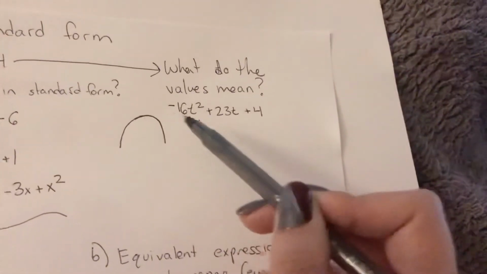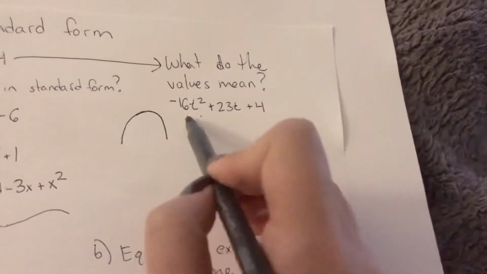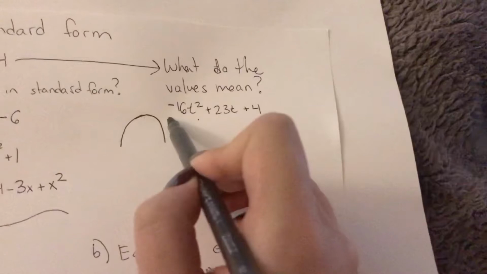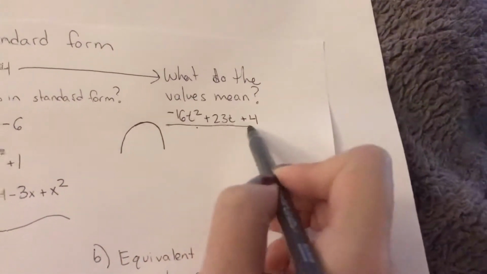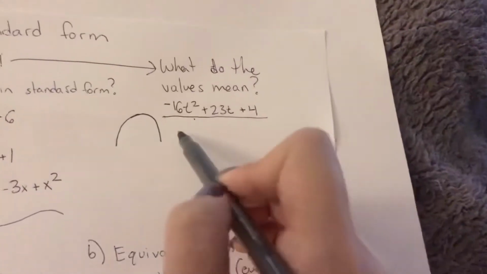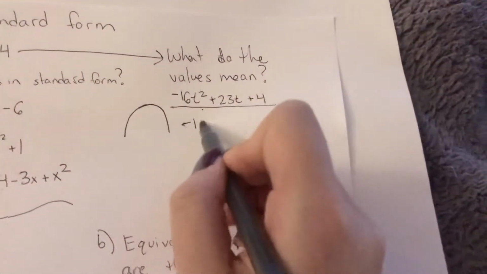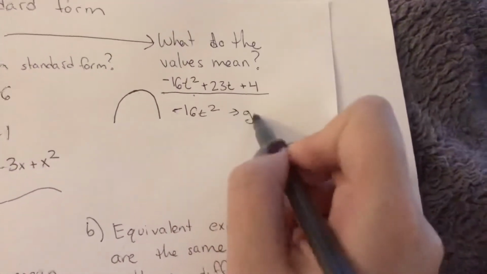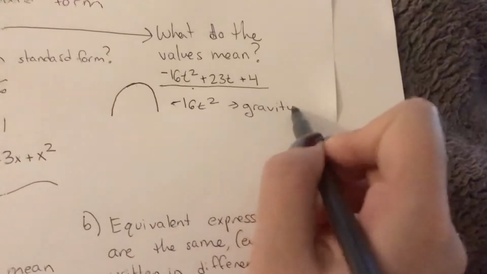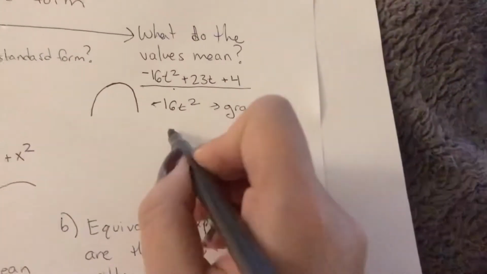So this is also something we've learned already before today, but in reviewing, this is another example of a quadratic written in standard form. We have negative 16t squared plus 23t plus 4. What do these values mean? So in this case, the negative 16t squared represents the gravity. The 16t squared here is the value for gravity.